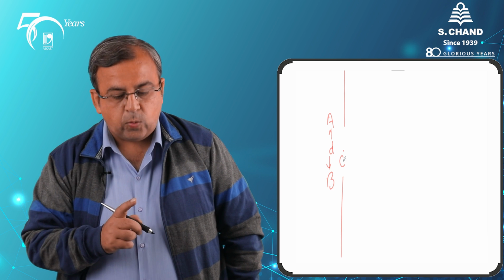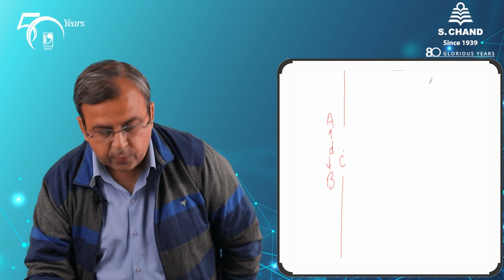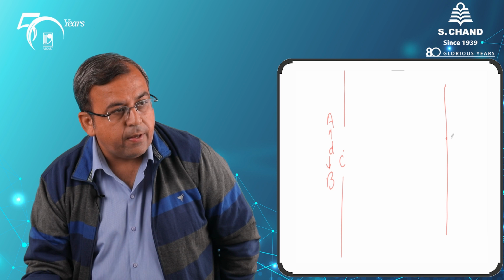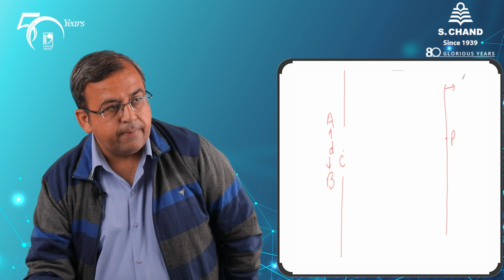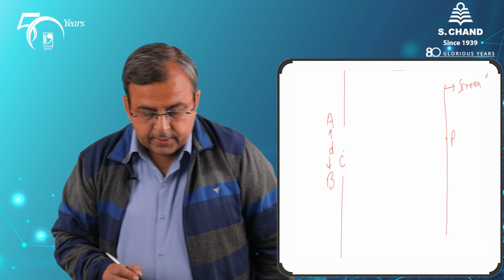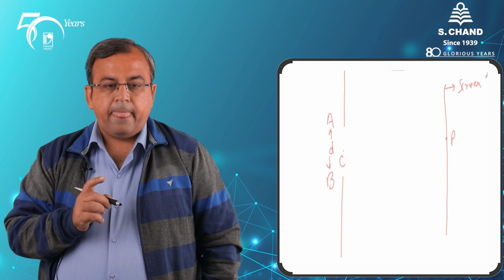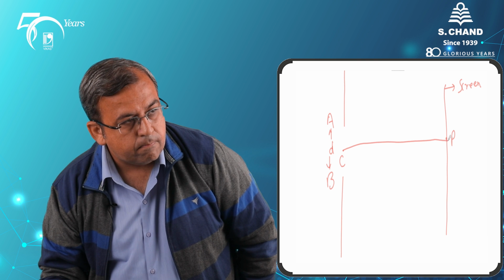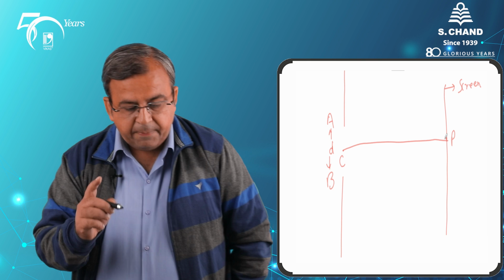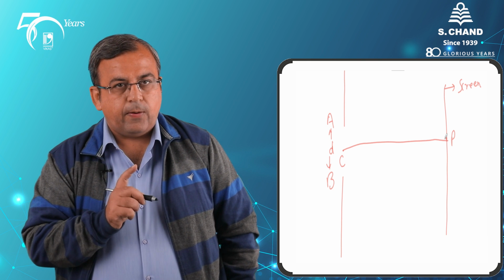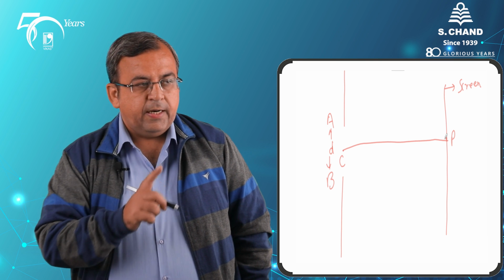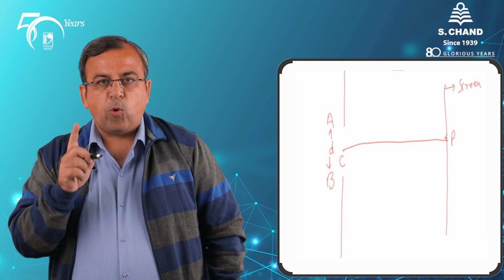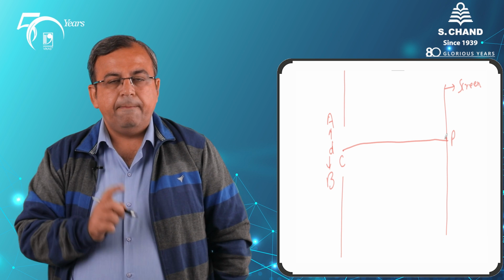And C is the center of the aperture and P is a point on the screen. Suppose we are putting a screen over here and we consider a point P on the screen. CP is the perpendicular to the screen. So, to summarize this part, we have AB, a circular aperture, D is the diameter, there is the screen, there is the point P, and we put a perpendicular CP.